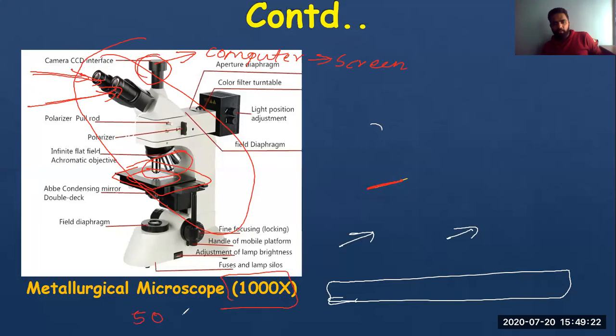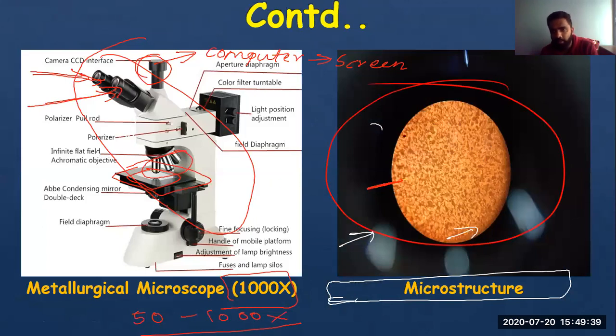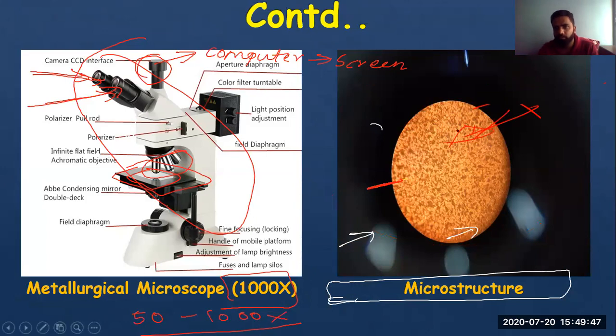It is from 50 to 1000x, sorry, 50 to 1000x is the magnification of this metallurgical microscope. Second part. One more thing, this is the sample. I hope you can see, this was the sample that was prepared. This is the annealed sample that was prepared by our student. You can view this sample.